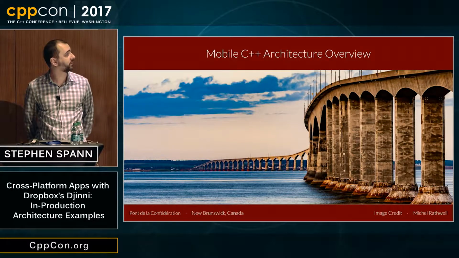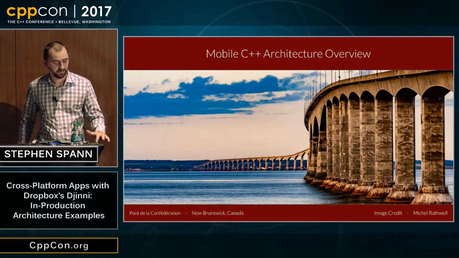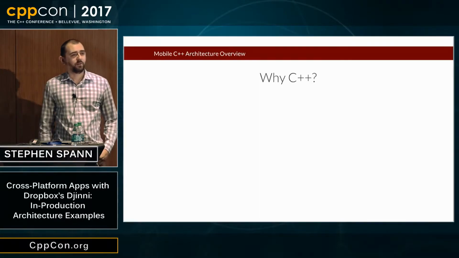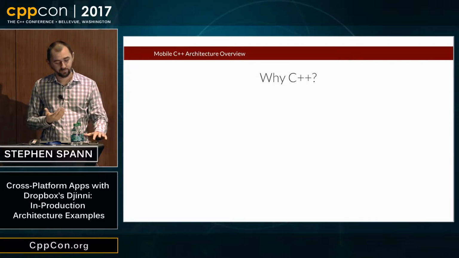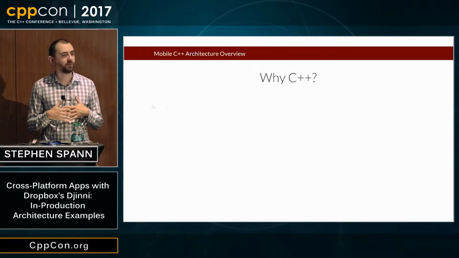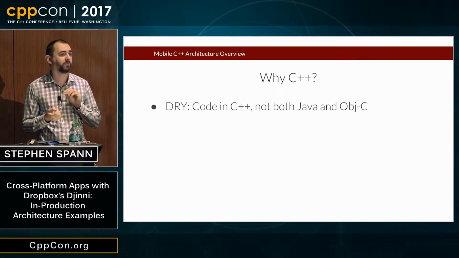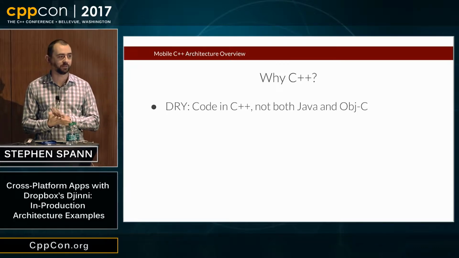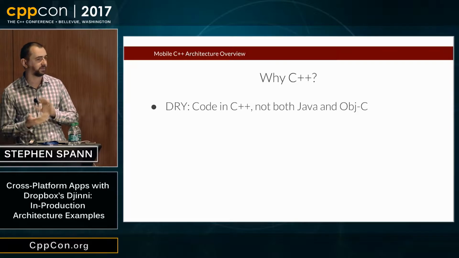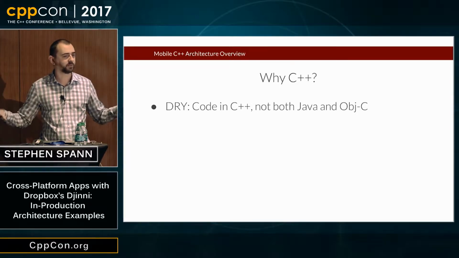So, high-level goal, we want an iPhone app and an Android app that use a C++ library. Why do we want to do this to begin with? A lot of it, my main reason is for the DRY philosophy, don't repeat yourself. There's a lot of code that goes into apps that doesn't need to be coded in Objective-C and Java. We can abstract that into C++ and reuse it for both platforms and just concentrate on UI for Java and Objective-C development.